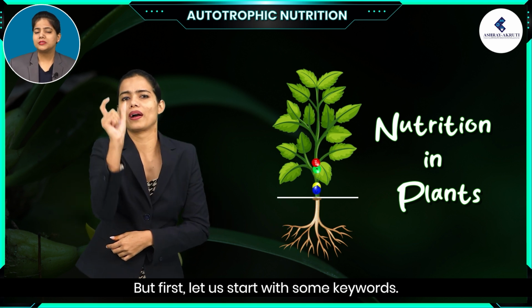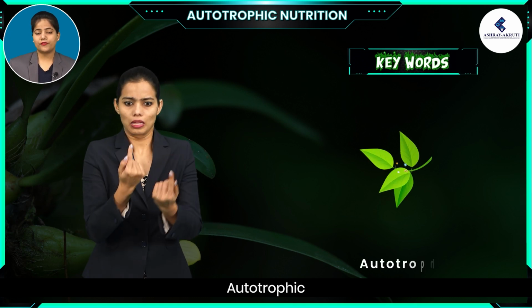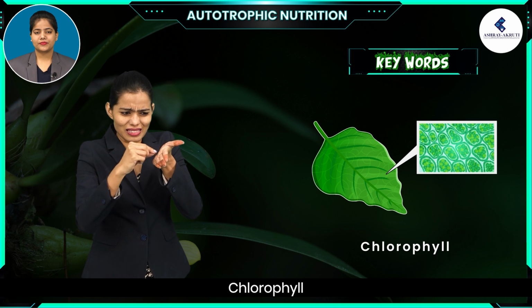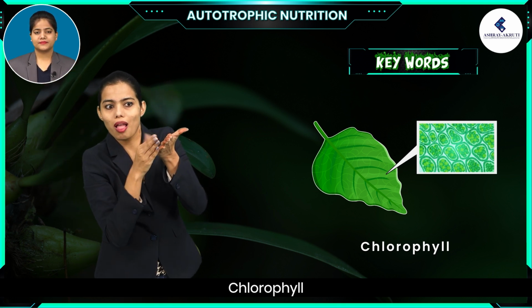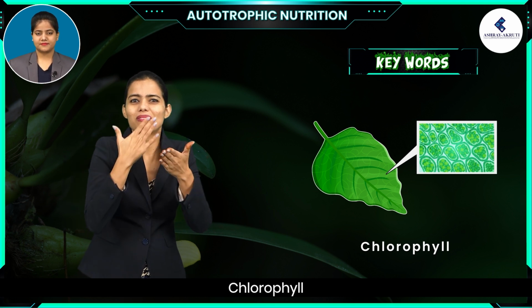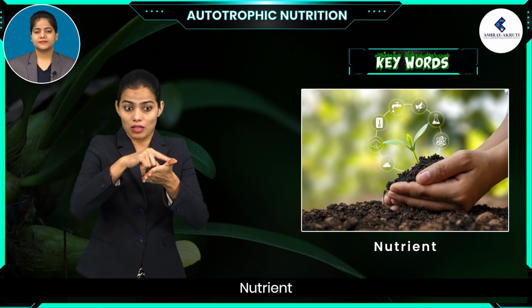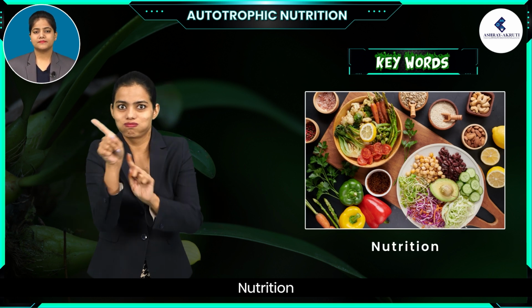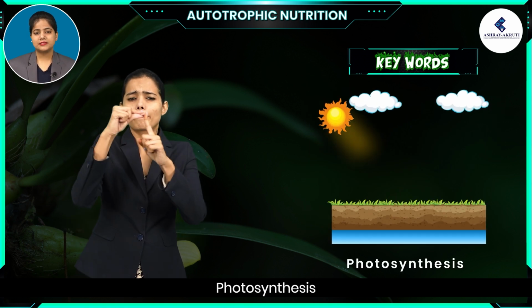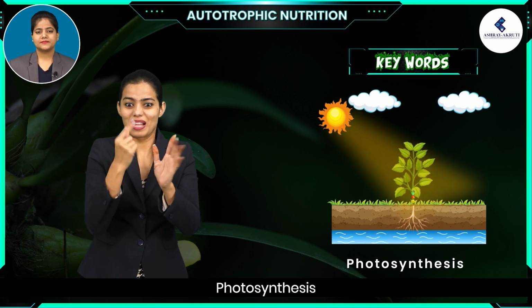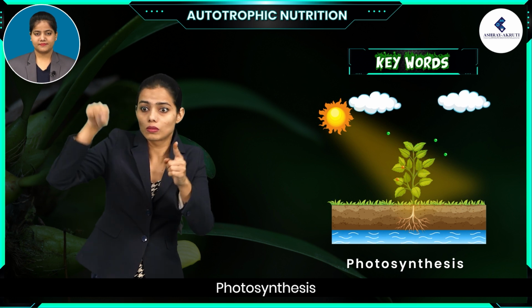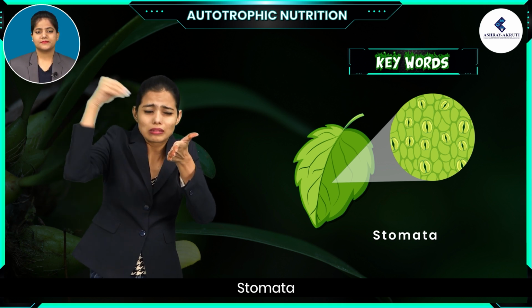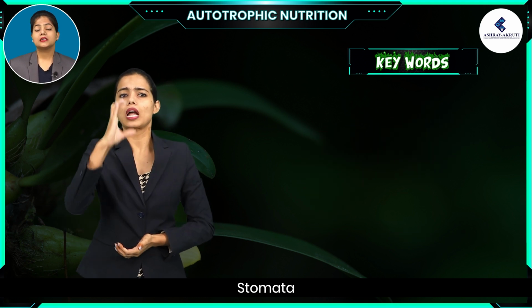But first, let's start with some keywords. Keywords: autotrophic, chlorophyll, nutrient, nutrition, photosynthesis, stomata, carbohydrate.